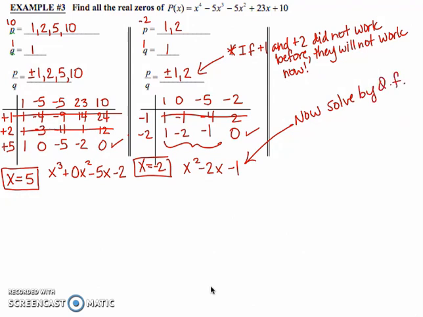Okay, so our x solutions would be the opposite of b, 2, plus or minus the square root of my b value, which is negative 2 squared, plus negative 4 times a, which is 1, times c, which is negative 1, all over 2 times my a value, which is 1.